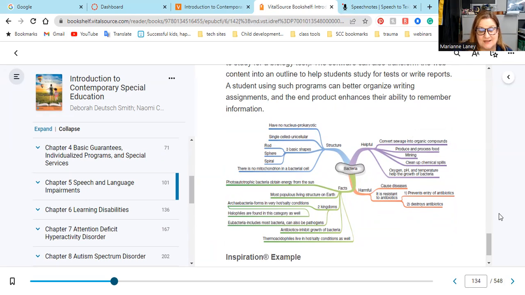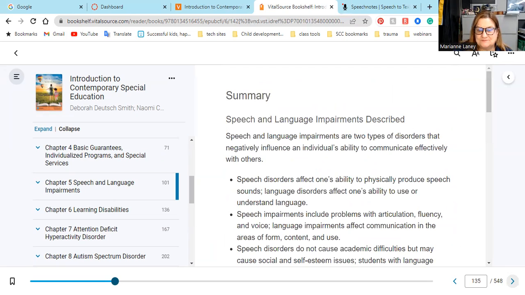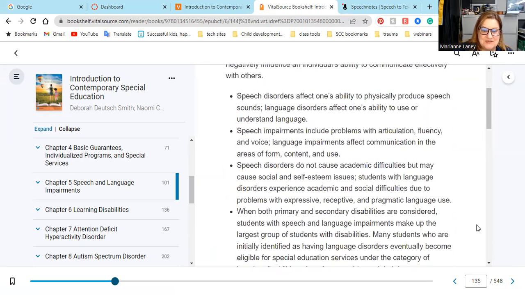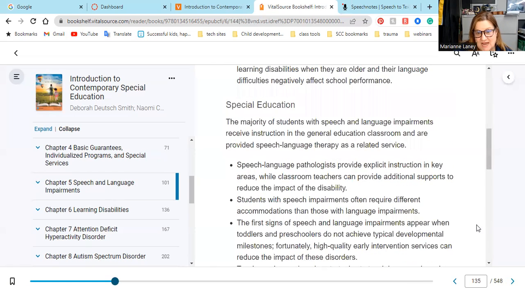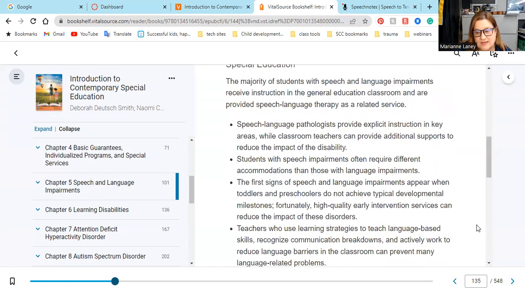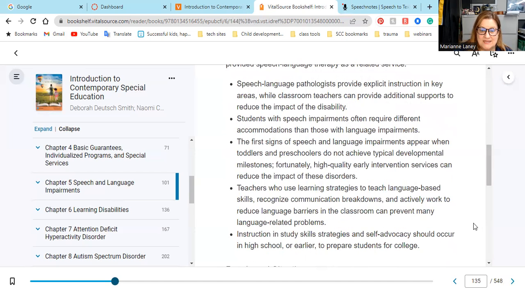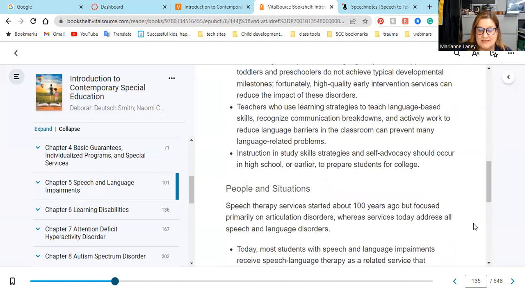There are apps that do this now. There's mind map apps, and Inspiration is one of them, but it's expensive. And then summary, it's everything we talked about. There's a difference between speech and language disorders, special education, how we service these students, where they're located, where they're educated, how common it is, what some of the commonalities are, things like that.